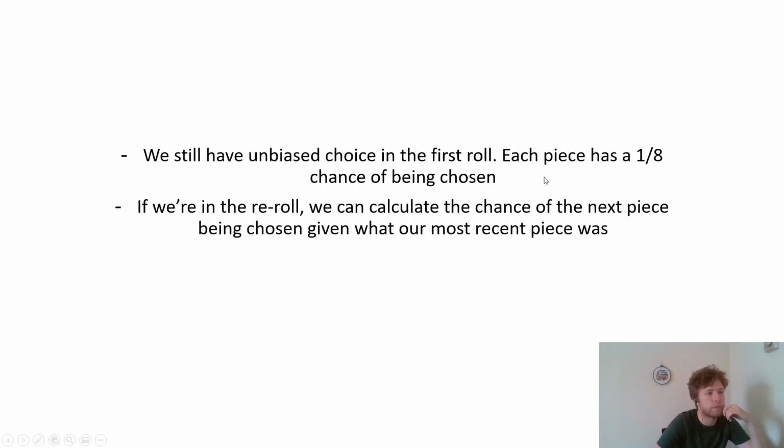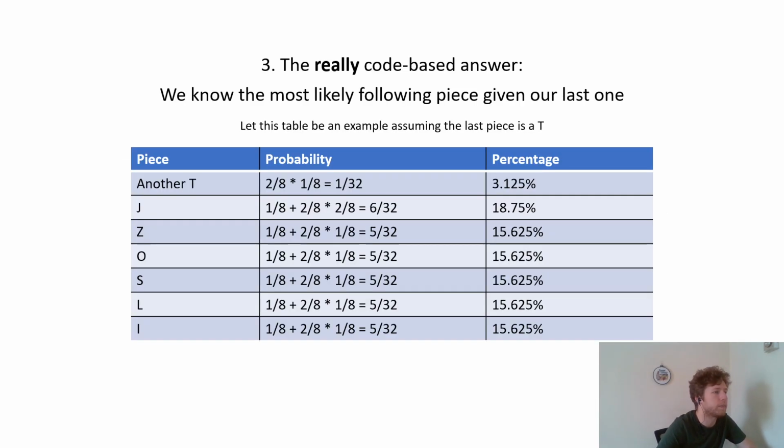So let's take a look at the numbers on this. In the first roll, each piece has a 1/8 chance of being chosen, and then if we're in the reroll, which happens if you roll an 8, so 1/8 of the time, or if you roll your previous piece, which happens another 1/8 of the time, then we can calculate the chances. And so this, I believe, is the kind of final calculation on what we need.